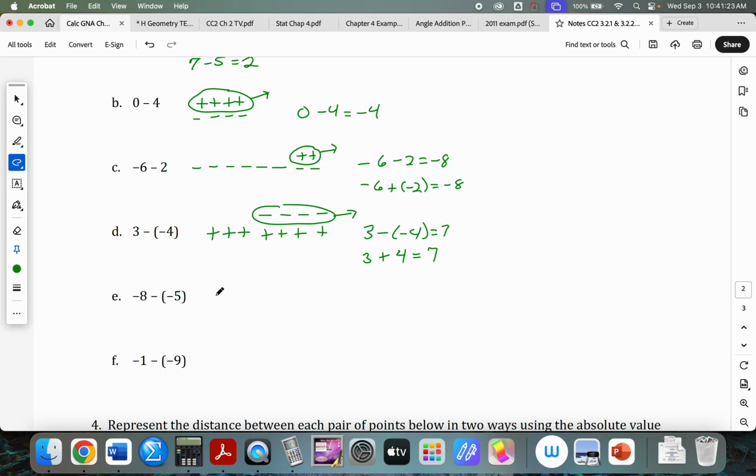All right, so here, if we start off with negative 8, if we're subtracting 5 negatives, do I need to do anything to this diagram? No, I can just subtract 5 negatives. So negative 8 minus negative 5 leaves me with negative 3.